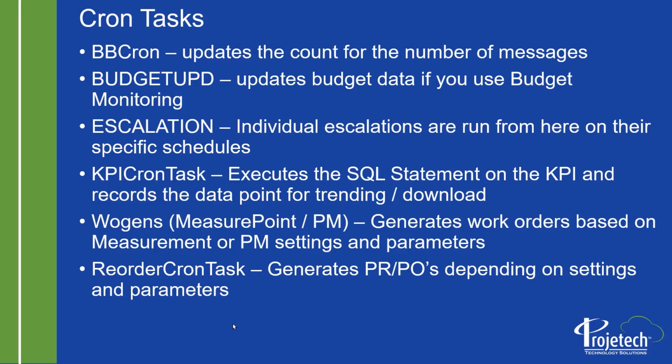Yes, there's a link to more information, but just to look at this, the bulletin board cron, or BB cron, just updates the number, not a big deal. But if you're using the bulletin board, you definitely want to turn it on. If you're not using the bulletin board, it really won't matter. Budget updates. So if you are using budget monitoring and you do establish your budgets, then you'll want the budget update cron task running to make the calculations and update the budget once a month or however frequently you actually want to have that done.